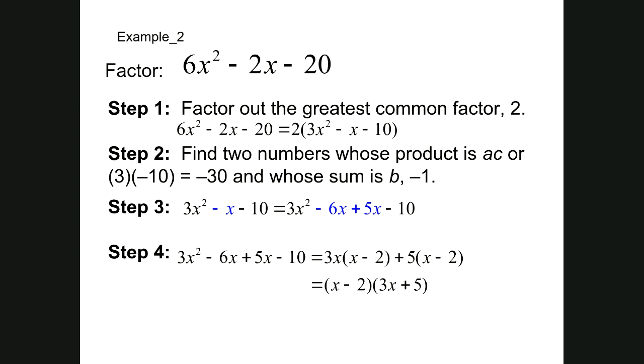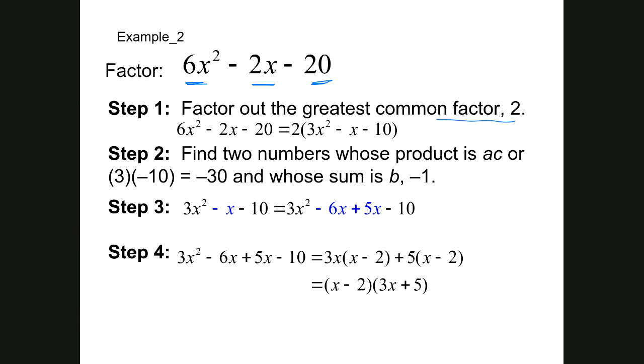Next one. If you look at this one right here, they are all even numbers. So when we have even numbers, they have a 2 in common. So we're going to factor out the common factor 2 first. When we factor out the common factor 2, we pull 2 out.